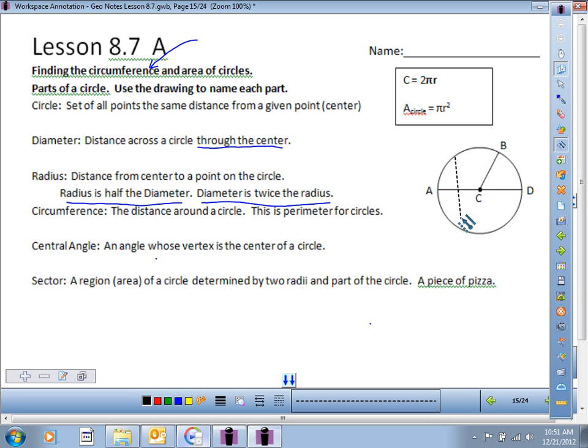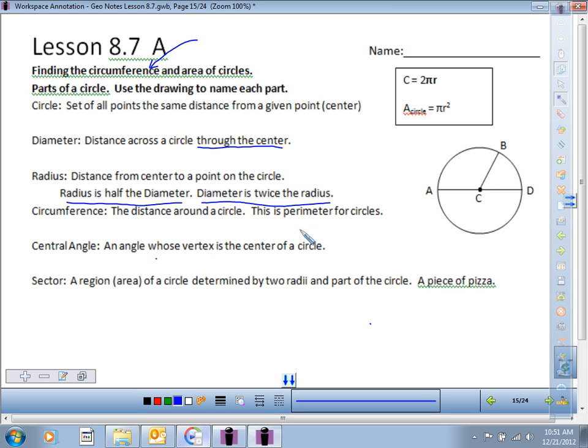Well, if I drew this, this would be another angle that's actually part of the circle, but it's not at the center of the circle. This is an inscribed angle. Again, that's something we'll talk about later, but that is not a central angle. It's not at the center. Here's a central angle. Here's another central angle. Here's another central angle. That's a 180-degree central angle. So a central angle is an angle at the center vertex.